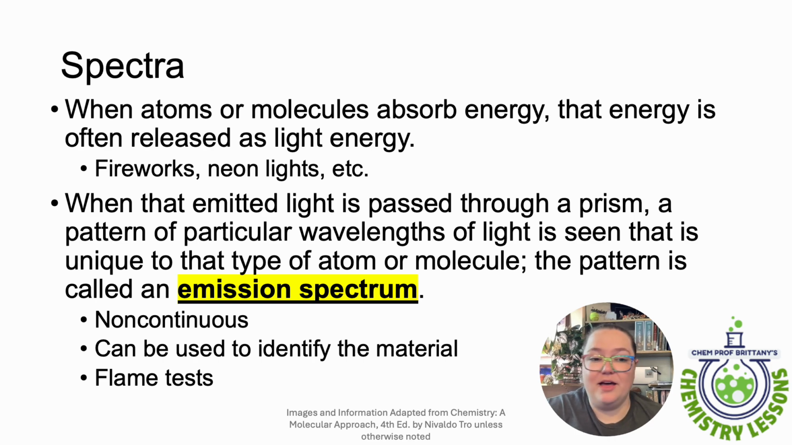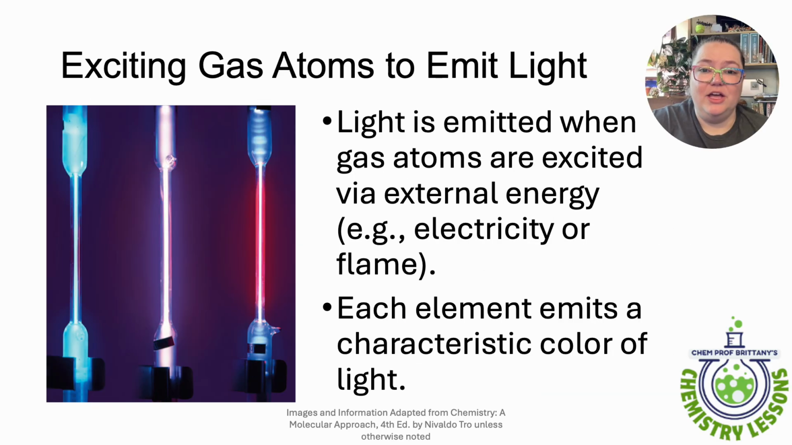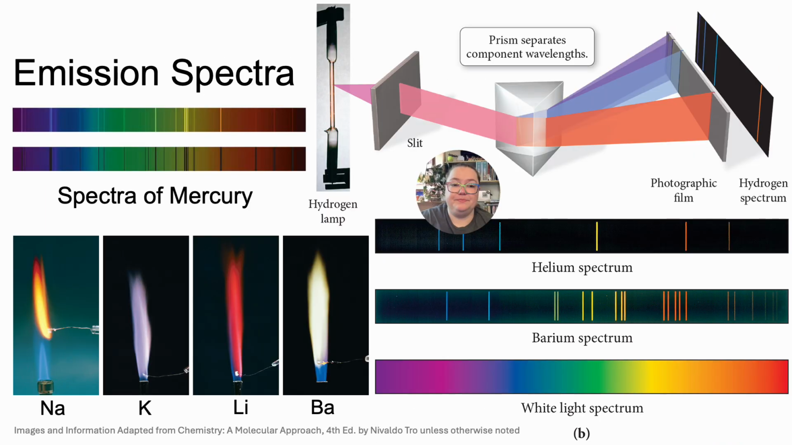If you have my lab, then we do flame tests in one of our labs. The flame test will also allow you to see that. So basically, when we excite a gas by passing electrons through it, i.e. electricity, it gets really excited and the electrons go woohoo, and then they crash down. The light that gets emitted when they crash back down is the characteristic color of that element.